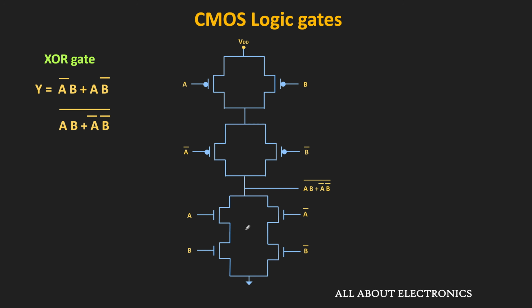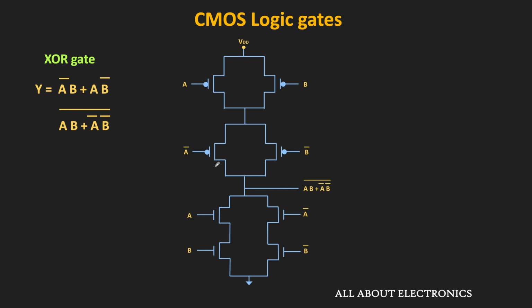Similarly, if we see the implementation of the PMOS network, then it is the dual of the NMOS network. That means in the PMOS network, this A and B will get connected in parallel. And similarly, this A bar and B bar will also get connected in parallel. And after that, the parallel combination of this AB and the A bar B bar will get connected in series. So this is the CMOS implementation of the XOR gate.